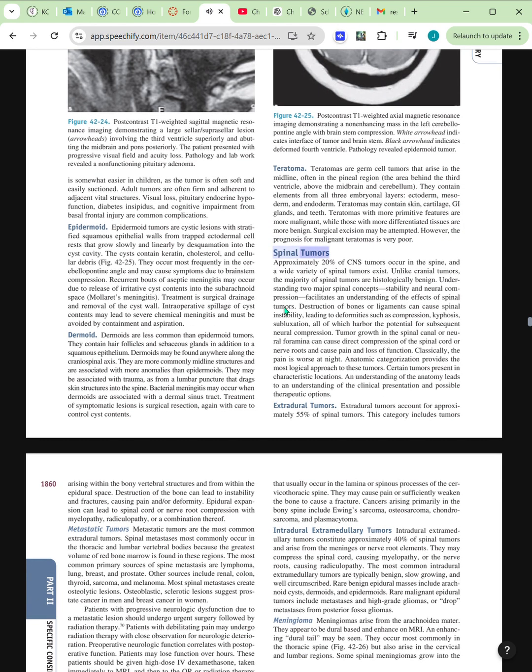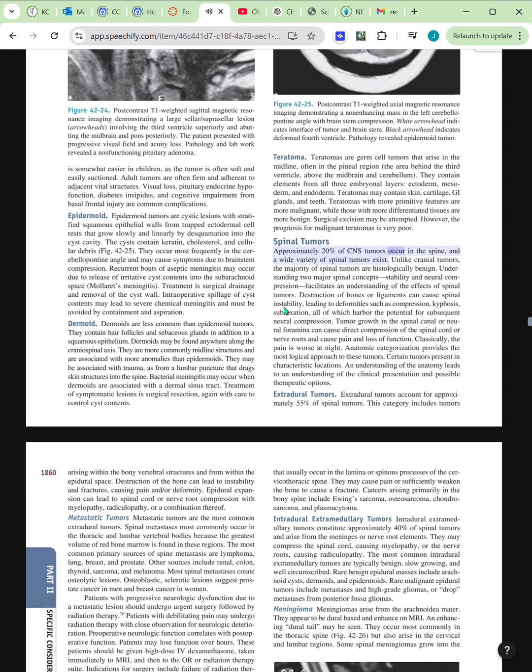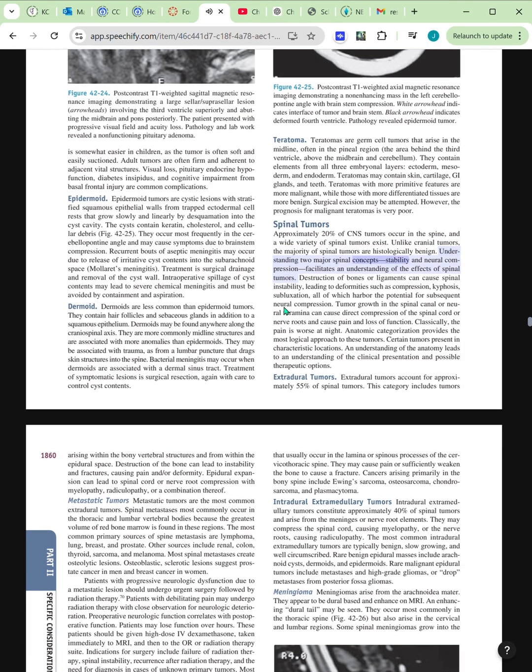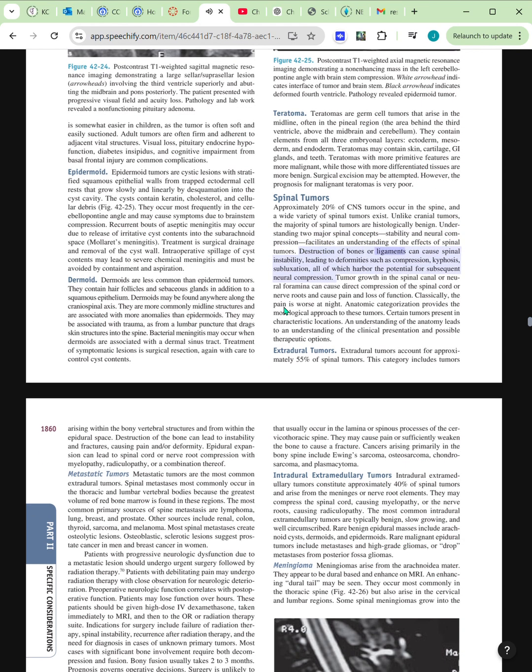Spinal tumors. Approximately 20% of CNS tumors occur in the spine, and a wide variety of spinal tumors exist. Unlike cranial tumors, the majority of spinal tumors are histologically benign. Understanding two major spinal concepts, stability and neural compression, facilitates an understanding of the effects of spinal tumors. Destruction of bones or ligaments can cause spinal instability, leading to deformities such as compression, kyphosis, and subluxation, all of which harbor the potential for subsequent neural compression.